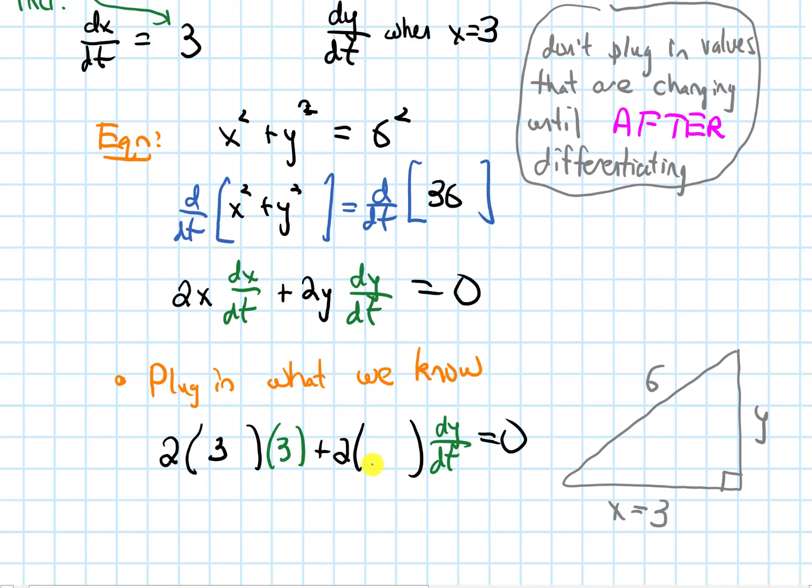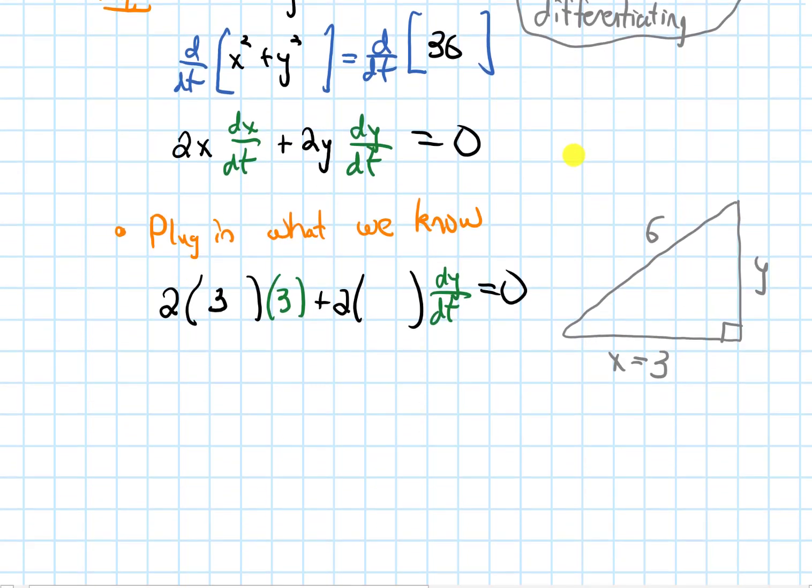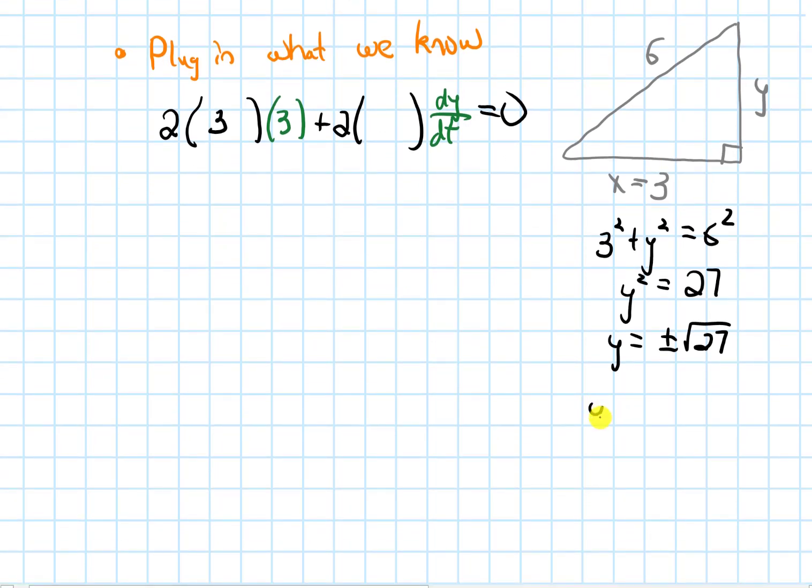Okay, but I need to figure out what y is, so let's use this right triangle with the x value plugged in to get y. By the Pythagorean Theorem, 3 squared plus y squared equals 6 squared. If we rearrange this, we get y squared equals 27, and then square rooting that, we get y equals plus or minus root 27. That simplifies to y equals 3 root 3. I don't need plus or minus since y is a length.